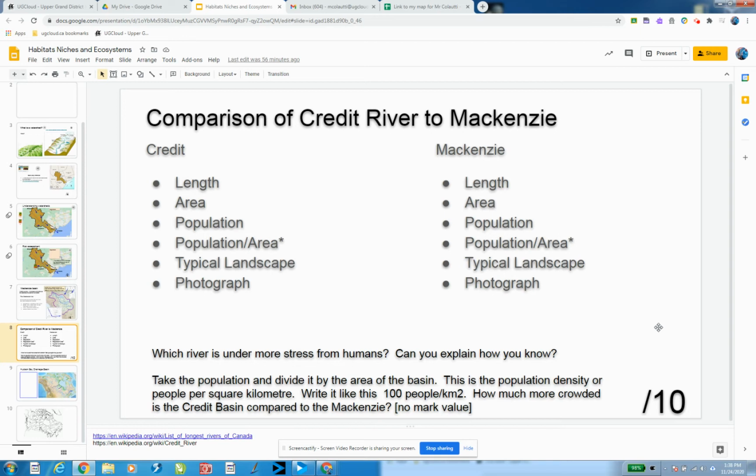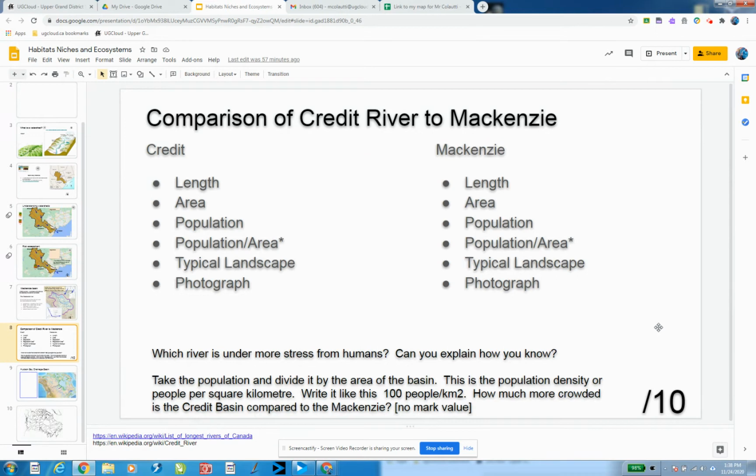Let's take a look at how we can quickly assess whether a river basin is crowded or not, and that is using something called population density. This is how many people are packed into an area. It's very simple to understand. If you have a square kilometer of land, which is a kilometer by a kilometer, how many people would fit in that area if spread out?